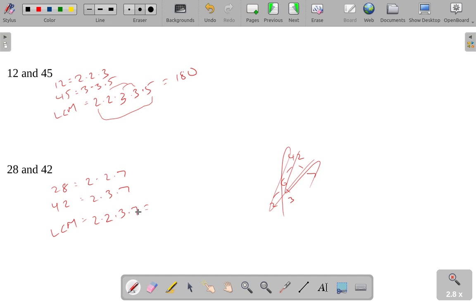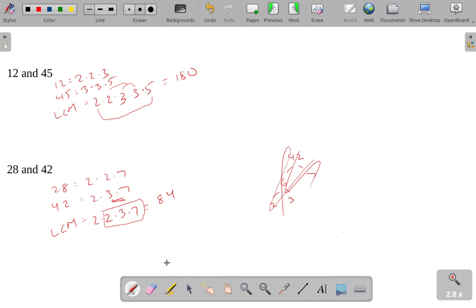Multiplying these together, let's see. Actually, I recognize this number right here is 42 because it's written right there. 42 times 2 is 84. When you're multiplying numbers, it's handy to notice things like that sometimes. 2 times 3 times 7, that's 42. So 42 times 2, oops, whatever, gives us that 84. Or again, you could plug it into the calculator.